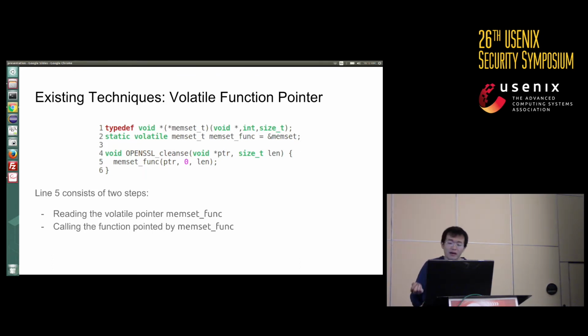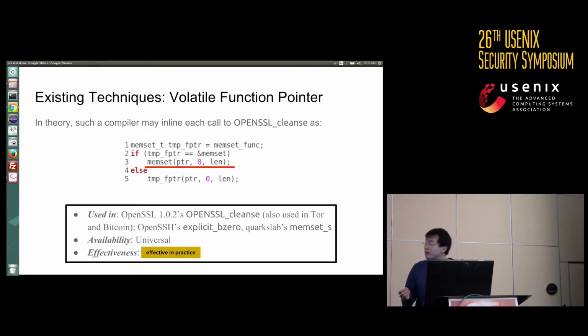a standard compliant compiler. And in theory, such a compiler can inline each call to OpenSSL cleanse as the code snippet here. What this code snippet does is first checking if the pointer points to memset. If that's the case, it will just call memset directly. And in this way, the call to memset on line 3 will be subject to DSE again. So in summary, although this technique is very popular and is effective in practice, it is not guaranteed always to work.